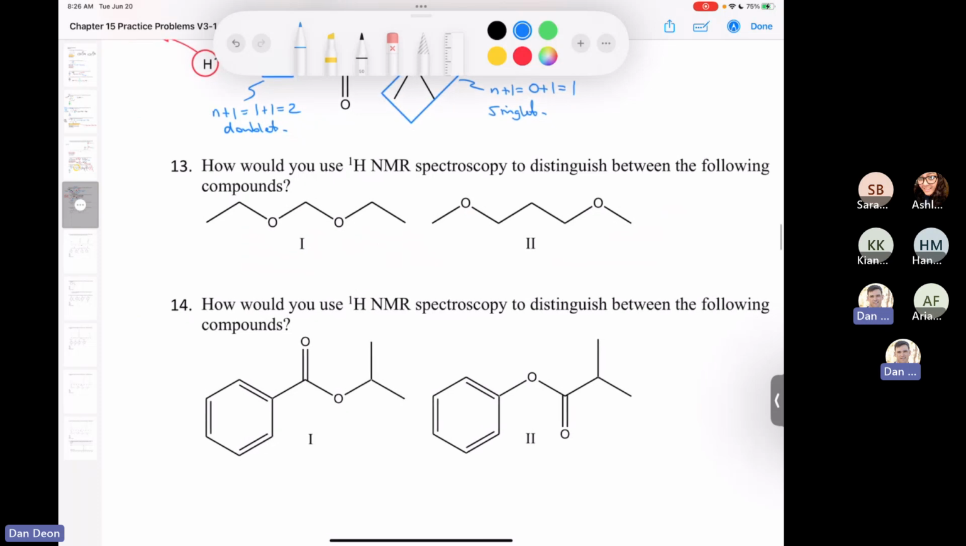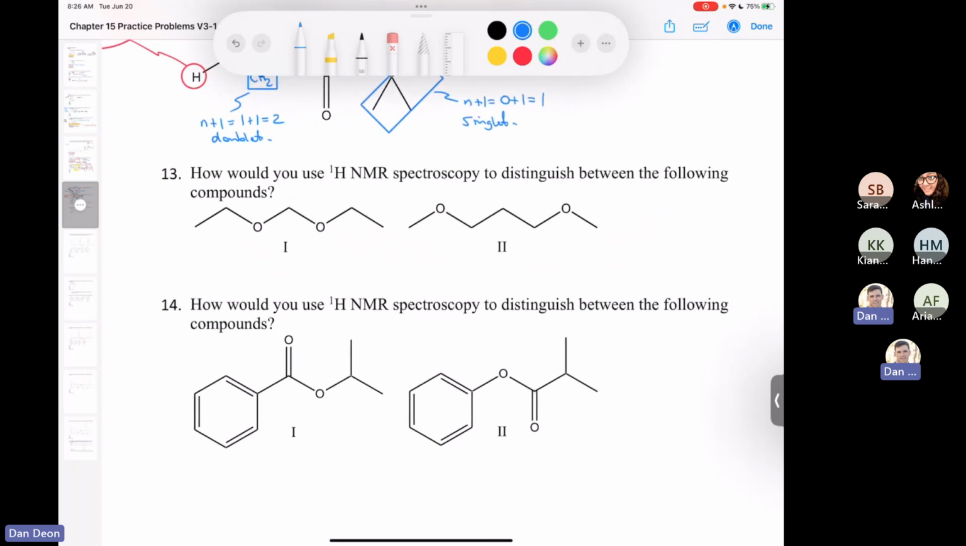Anyhow, let's move on to question 13. Let's do this one kind of quickly. It says, how would you use proton NMR to distinguish between the following compounds? Well, the first thing you probably notice when you look at the problem is that each one of these molecules has a plane of symmetry in it, doesn't it? Right? And remember that identical protons are not going to split each other.